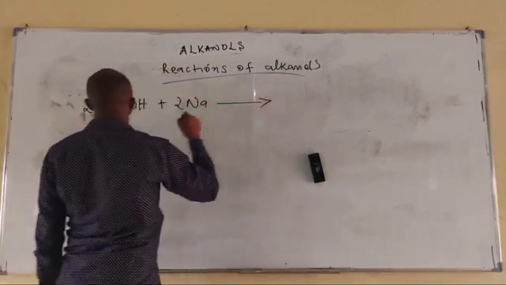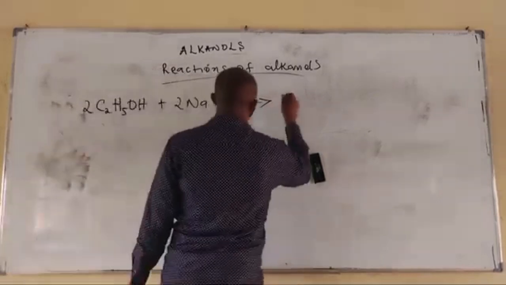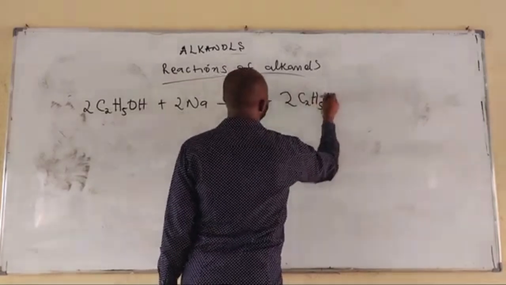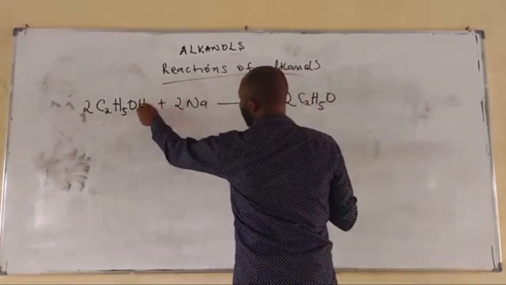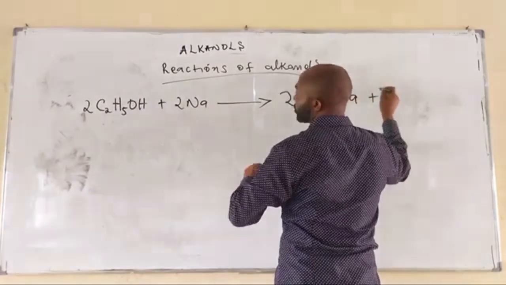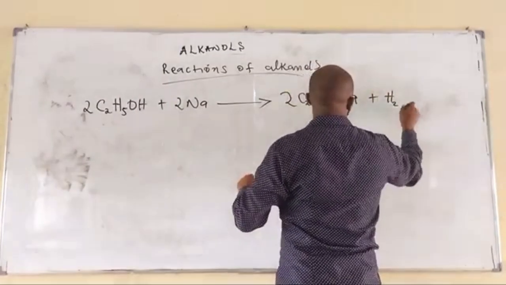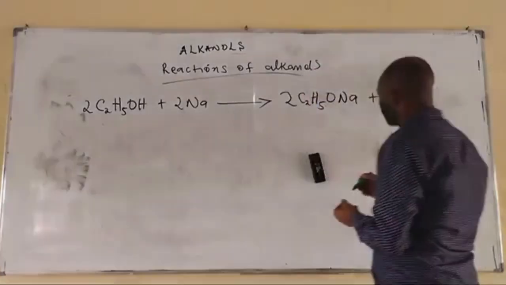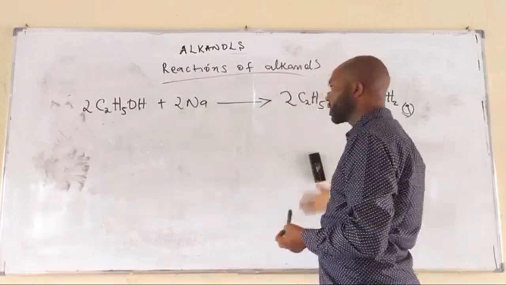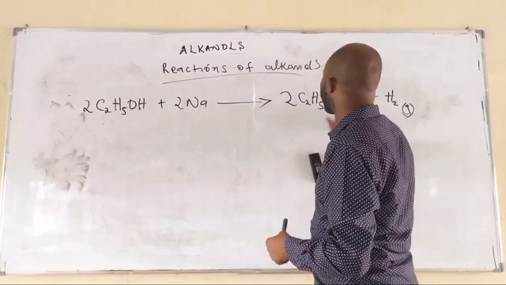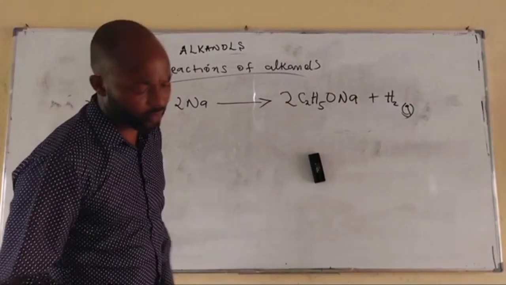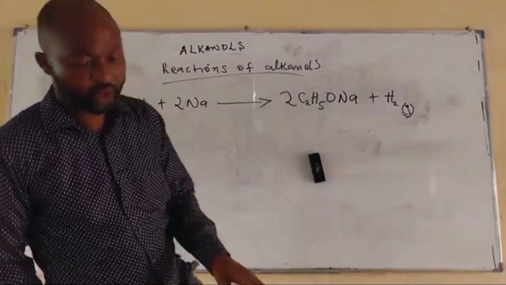That will give us 2 C2H5ONa. Sodium will replace this and hydrogen will be liberated, plus hydrogen, H2. So this is sodium ethoxide. Ethoxide, so don't forget that. That's what we get. Okay, and don't forget that ethanol is always liquid, and so on.